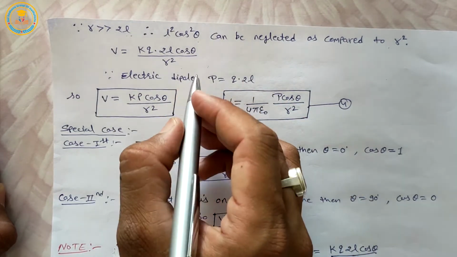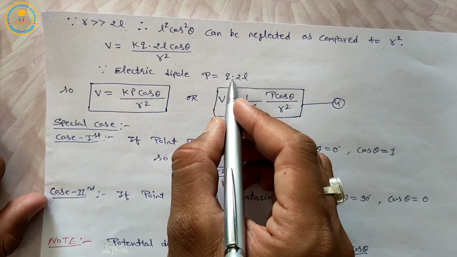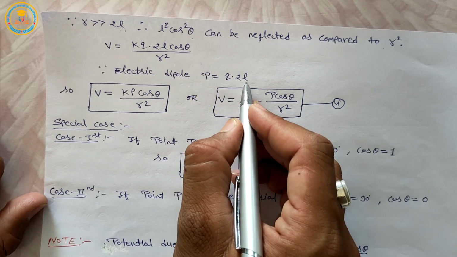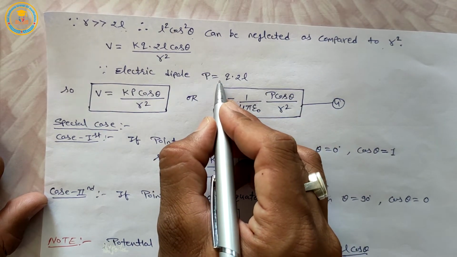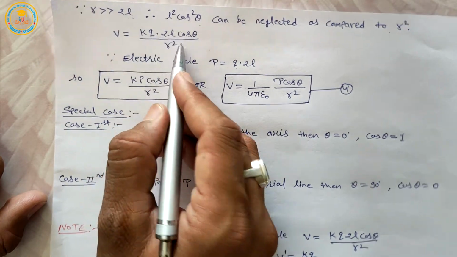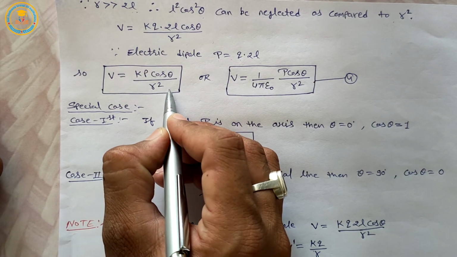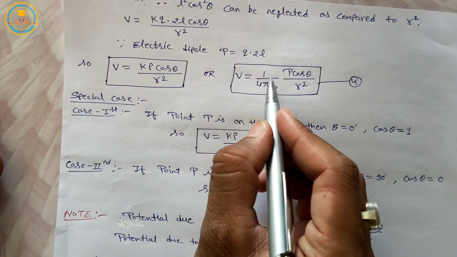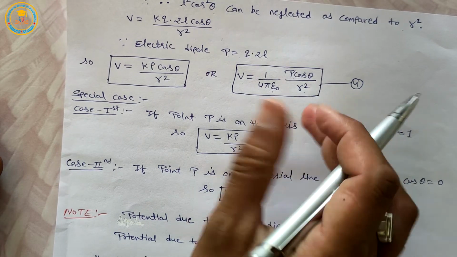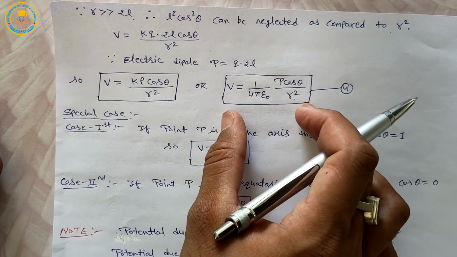And from chapter 1, we know electric dipole moment is equal to the product of the charge of the dipole and the distance between the charges. So P is equal to Q into 2L. So put the value of Q into 2L as P. So V is equal to Kp cos θ upon R square. Put the value of K, V is equal to 1 upon 4 pi epsilon naught, P cos θ upon R square. This is the expression for electric potential due to an electric dipole.